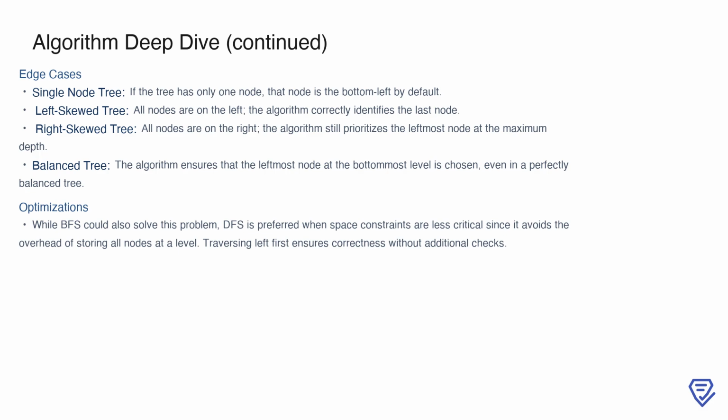While breadth-first search, or BFS, could also solve this problem, DFS is preferred here as it avoids the overhead of storing all nodes at each level. By traversing the left side first, DFS guarantees correctness without requiring additional checks. This makes it a space-efficient and elegant solution to the problem.